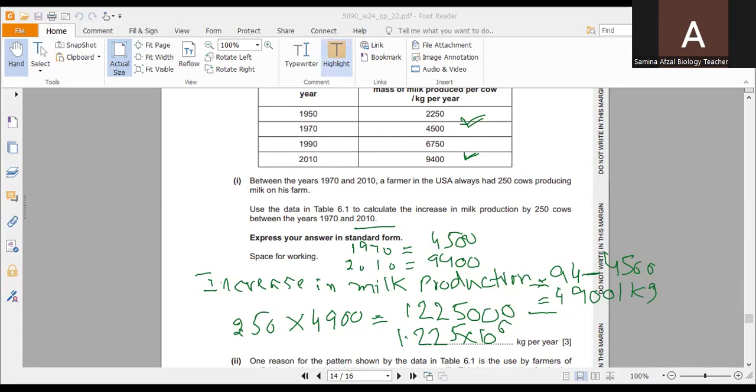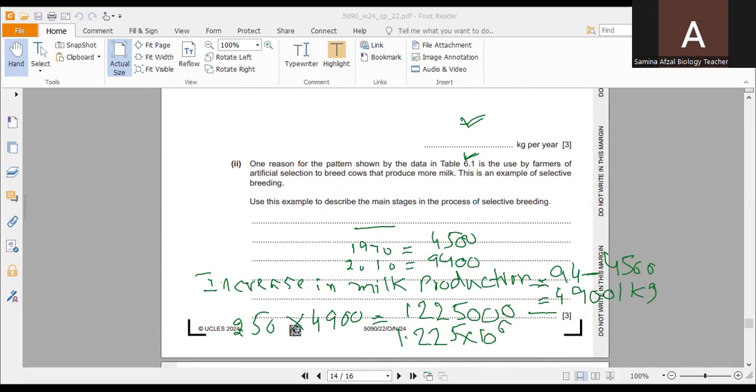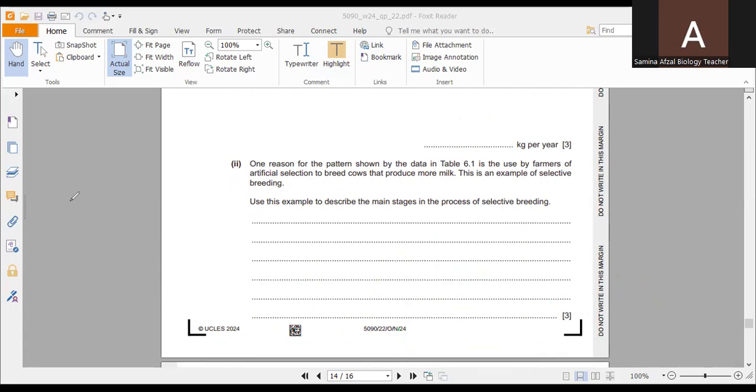Now we are moving towards the next question, part 2 of A. One reason for the pattern shown by the data in table 6.1 is the use by farmers of artificial selection to breed cows that produce more milk. This is an example of selective breeding. Use this example to describe the main stages in the process of selective breeding.